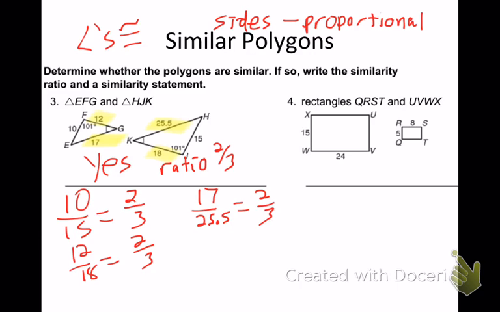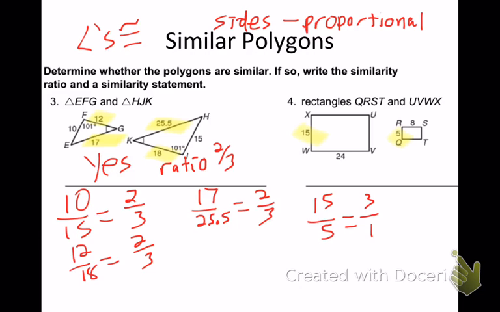Nice job. Okay, 4. Now let's look at 4 here. Well, first off, it's a rectangle. So what are all the angles in a rectangle? 90. So I know all the rectangles are the same. Nothing to worry about there. Now let's look at the sides. 15. What would 15 be similar to? 5. It's triple. So 15 over 5 equals what?